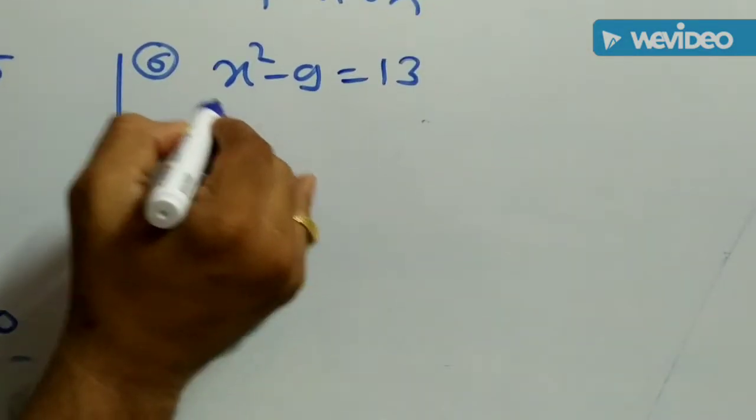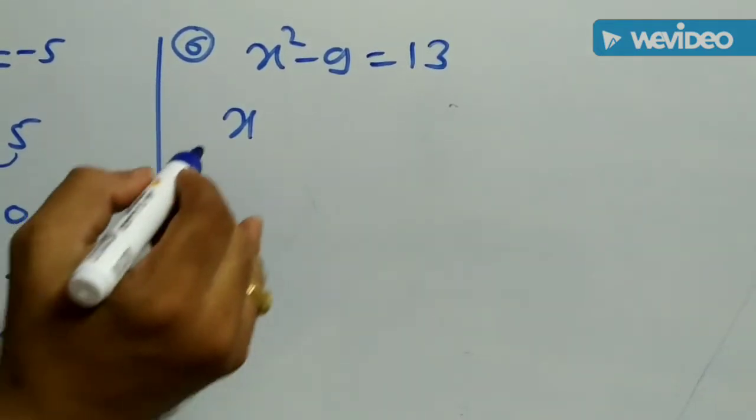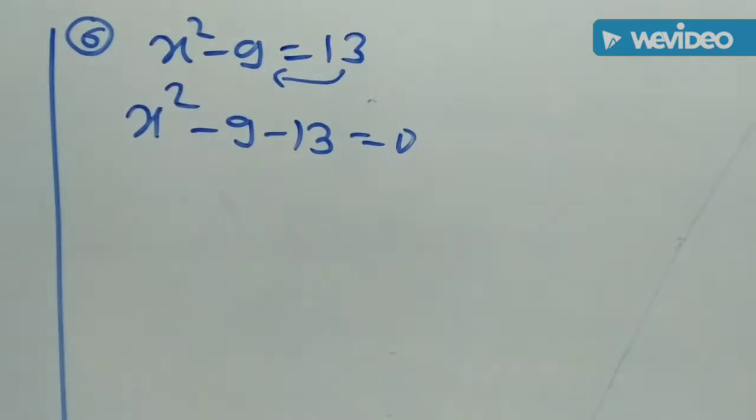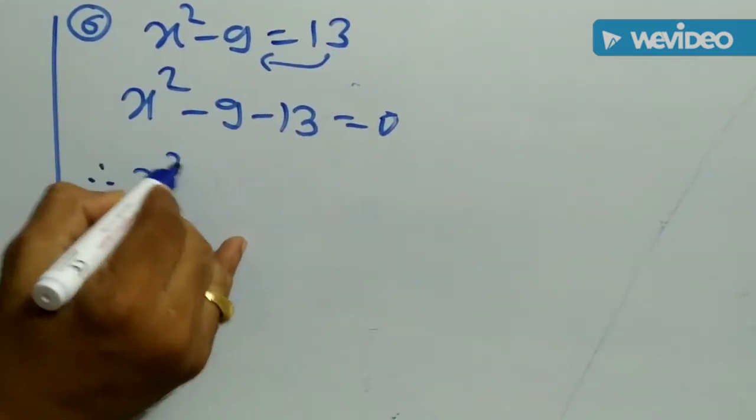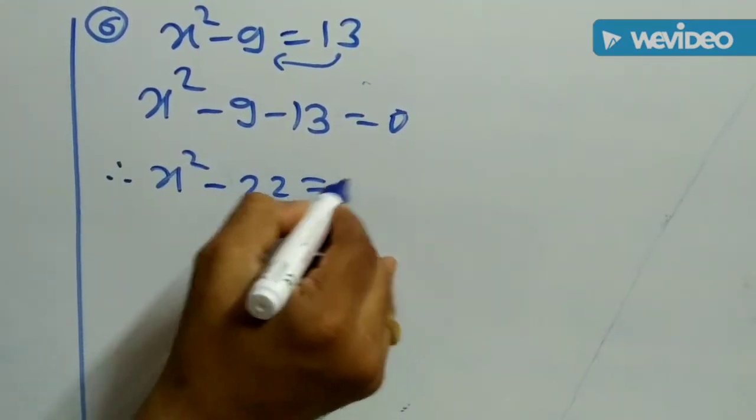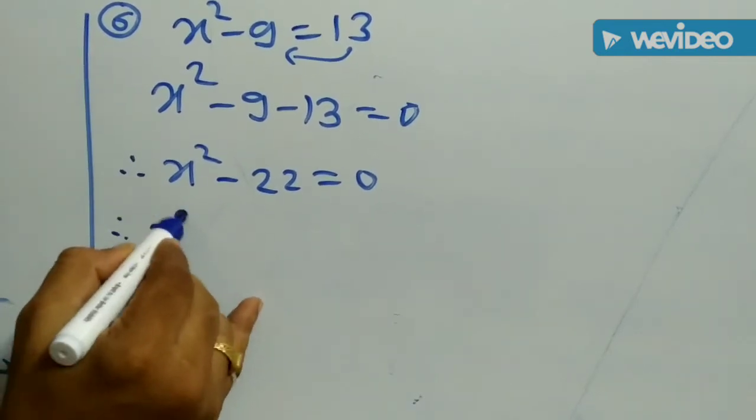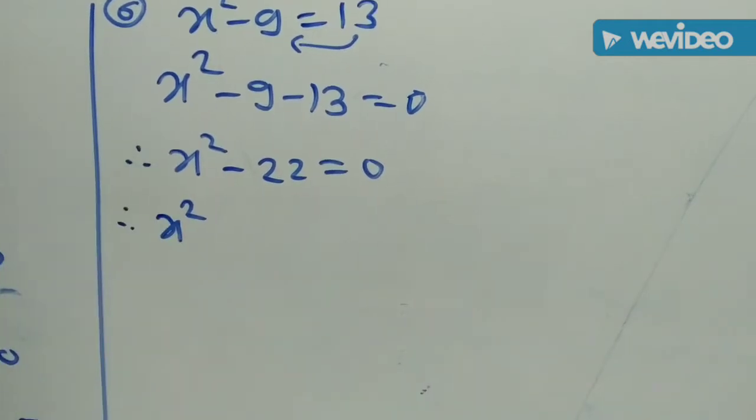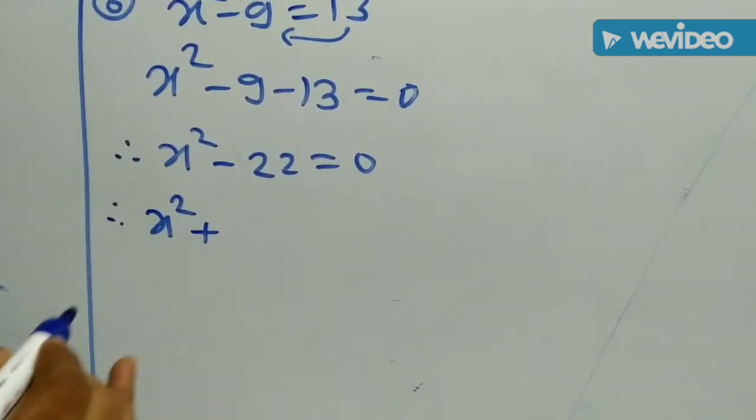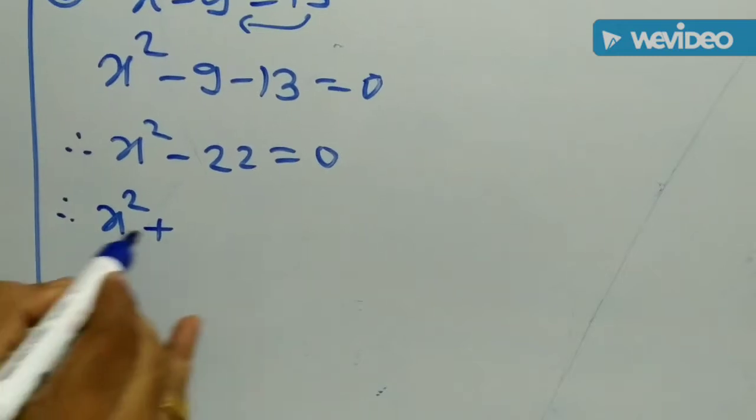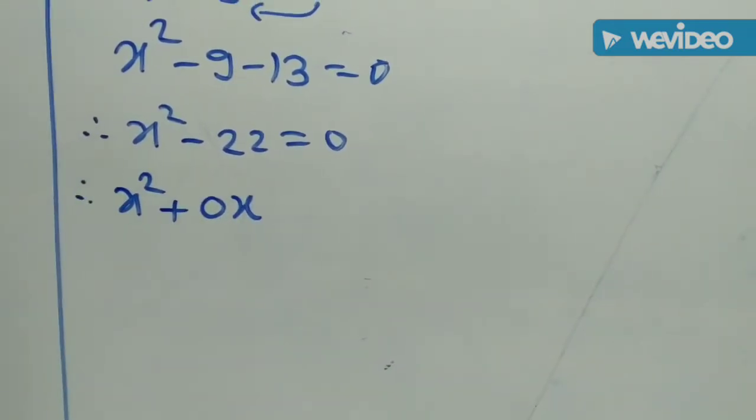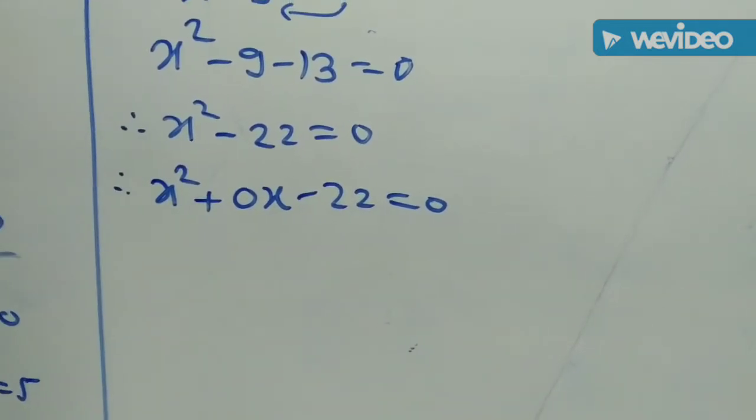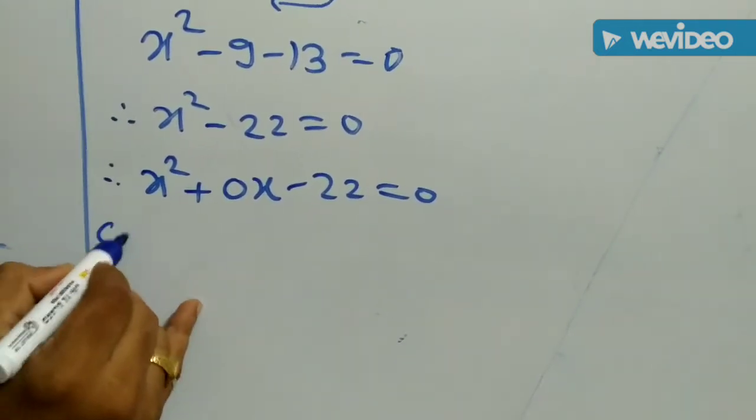Now sixth example, x square minus 9 is equal to 13. Plus 13 gets converted to minus 13 is equal to 0. x square minus 9 minus 13, that is minus 22. Now to write in standard form, square term is given, constant term is given, but variable term with degree 1 is not given. Therefore, we can write it as 0x minus 22 is equal to 0, and that is the standard form of the given quadratic equation.